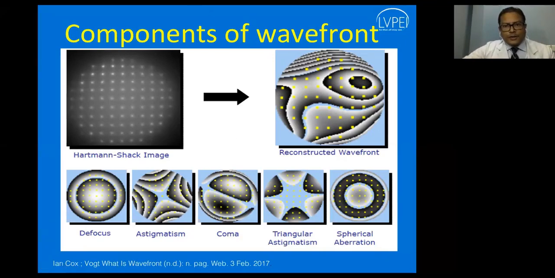So just to recap, there is a laser light which passes through the lenslet arrays of the Hartmann-Shack sensor, and then produces a composite wavefront which can have several components of defocus, astigmatism, coma, triangular, spherical astigmatism, trefoil or quadrifoil. So we have one quick question now. Let me take that.